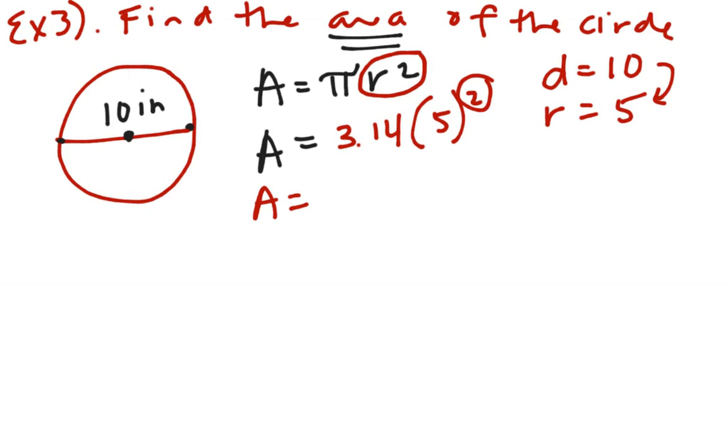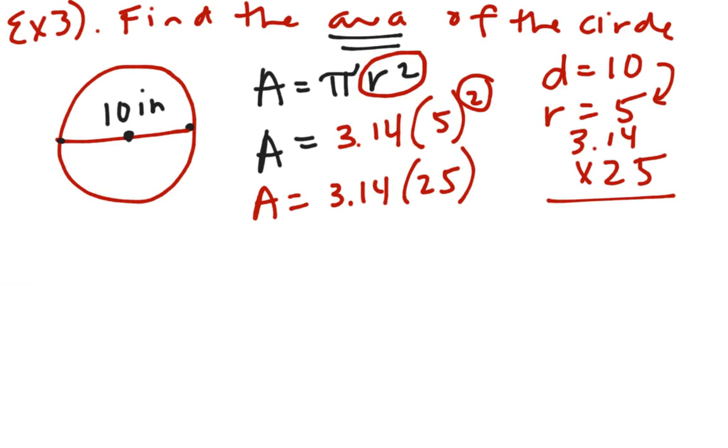So a lot of people make the mistake of doing the multiplication and then repeating the multiplication with the exponent. Don't do it that way. Do the exponent first. So 5 times 5 is 25. And then you can grab your calculator or do your side work. 3.14 times 25. And that's going to result in 78.5. So your area is 78.5 inches squared.